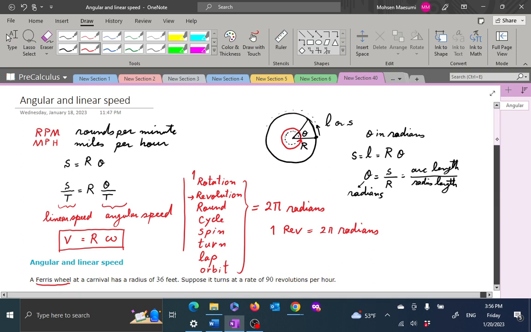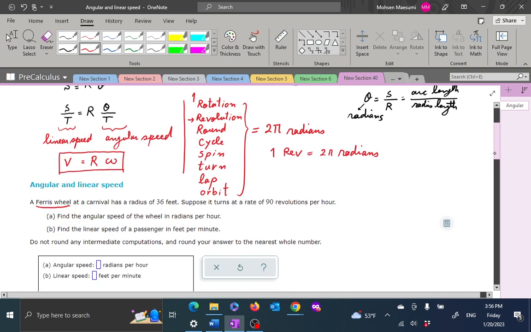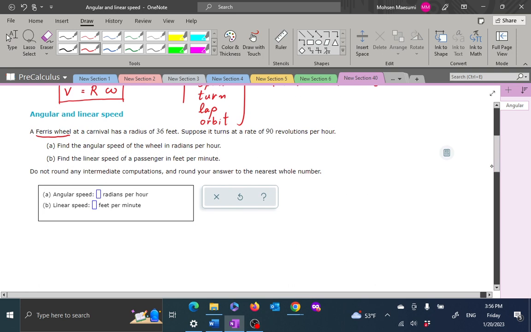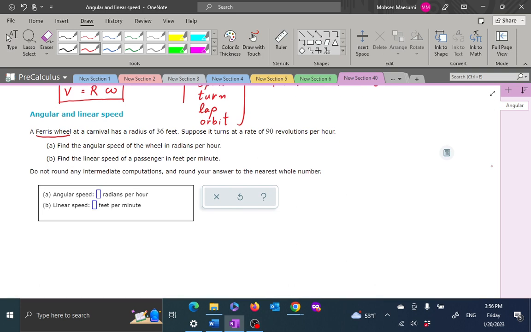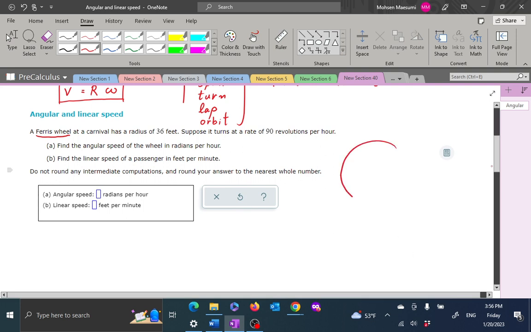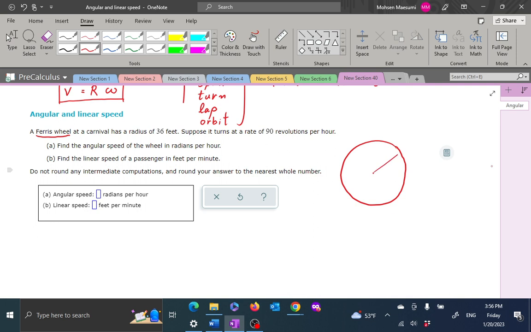Let's take a look at some of these problems and see how we are going to attack them. Here we have a Ferris wheel at the carnival, which has a radius of 36 feet. So it is a big Ferris wheel. It is turning at a rate of 90 revolutions per minute.